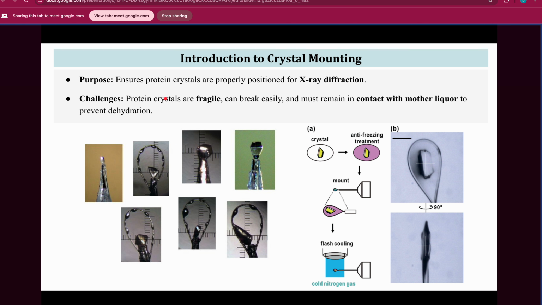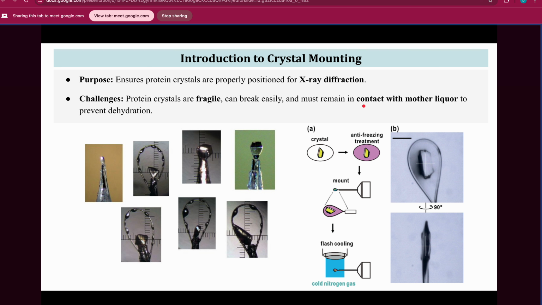So the challenge with this particular step, crystal mounting, is that these protein crystals are very fragile. They can break easily. Protein crystal formation is also a time-consuming process. Now imagine you get the protein crystal after waiting for many months, and then when you are performing the mounting of the crystal, it breaks. You can see how much pain you will feel, that you have put so much hard work into crystal formation and now you lost that crystal. So that's why the challenge in mounting is that protein crystals are very fragile and can break easily.